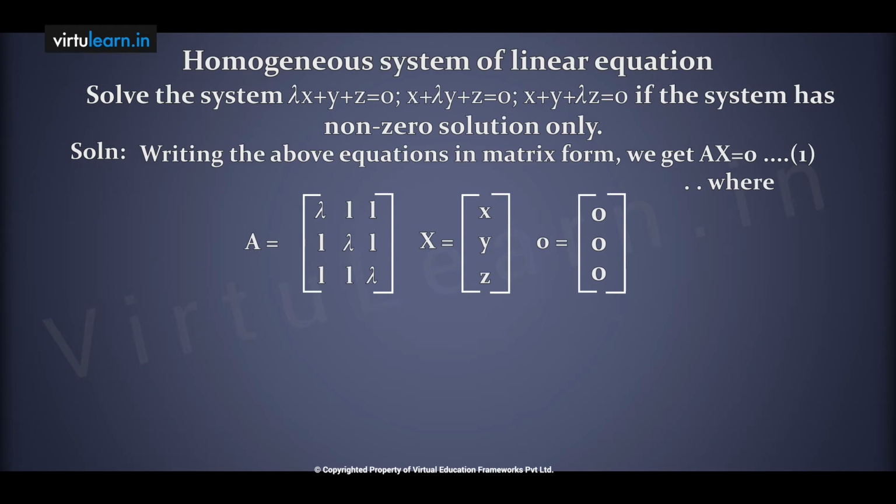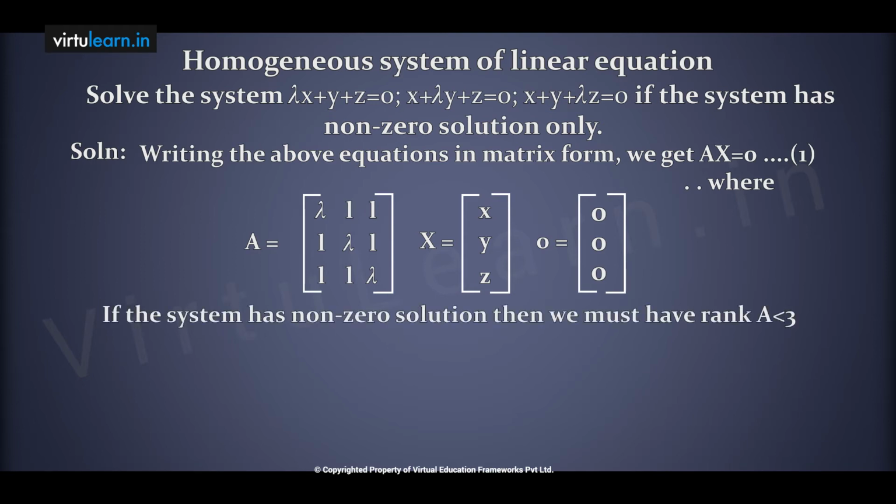If the system has non-zero solution, then we must have rank of A less than 3, means the determinant of A equal to 0. If rank of A is exactly 3, then determinant of A is not equal to 0. Here the system has non-zero solution, means rank of A is less than 3 and determinant of A equal to 0.